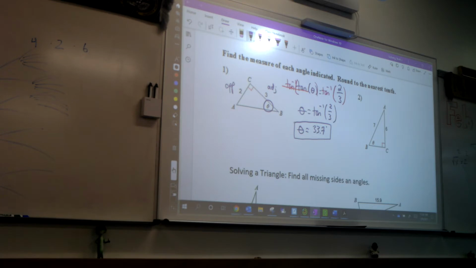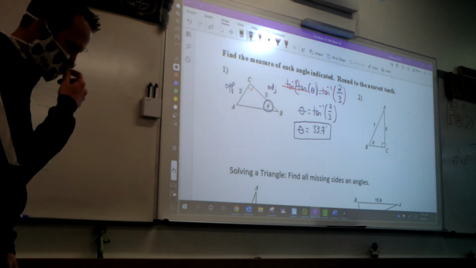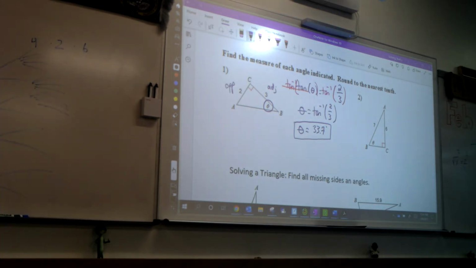Actually, since these are right triangles, since we have the 90 and then we get the other 2, we can actually figure out the last degree by adding the other 2. We're going to see that next. Good comment. All right, let's go over this together, guys.